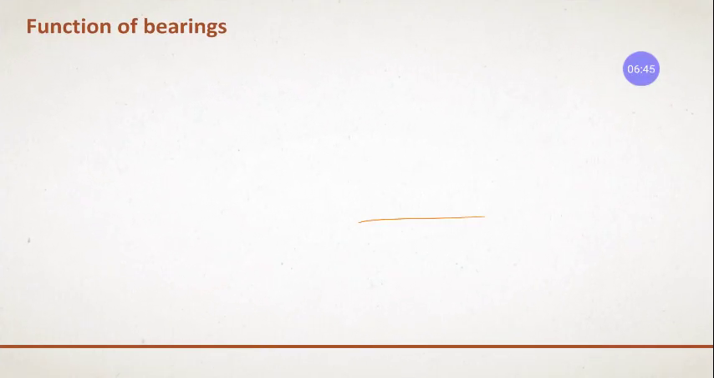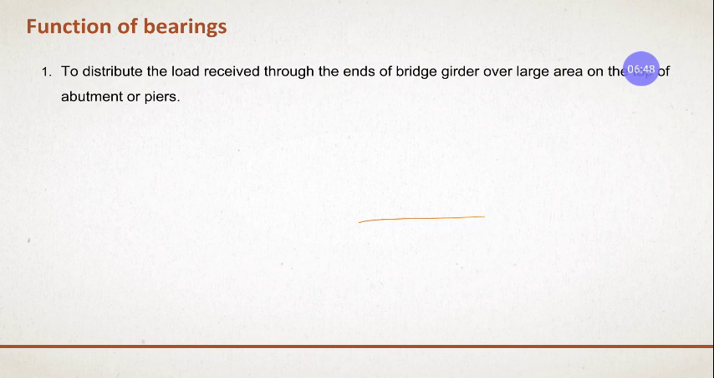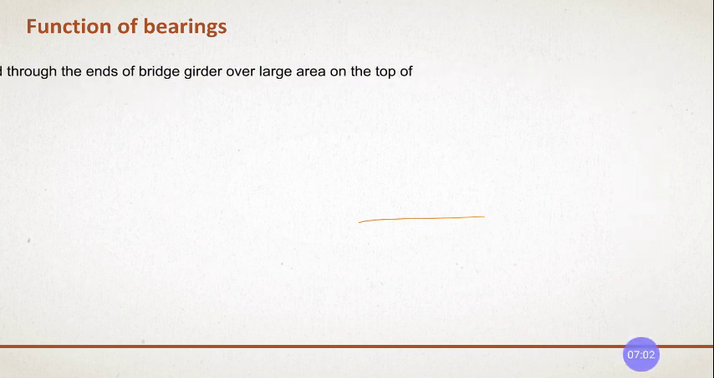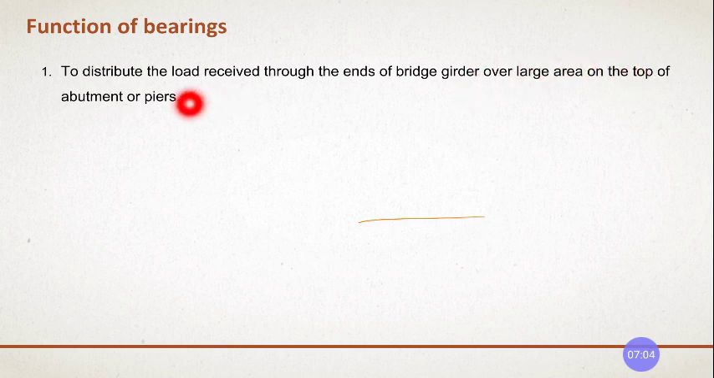Now, what are its functions? What will it do? I have explained all these things, right? To distribute the load received through the ends of the bridge's girders over a larger area on the top of the abutments, right? Whatever load is coming from the edge of the bridge girders is being transferred over the larger area of the abutments or piers.